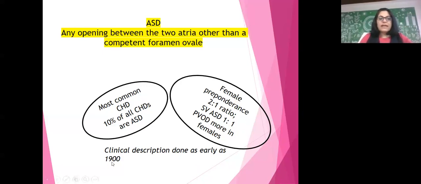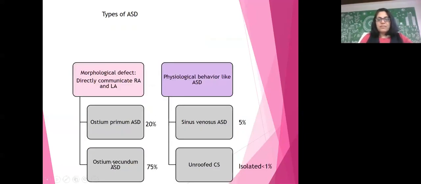So what are the types of ASDs? We have your ostium primum, right, which is between the RA and the LA at the level of the valves. You have ostium secundum, which is your most common. But then you've got sinus venosus and what's called unroofed CS, which behave like an ASD.